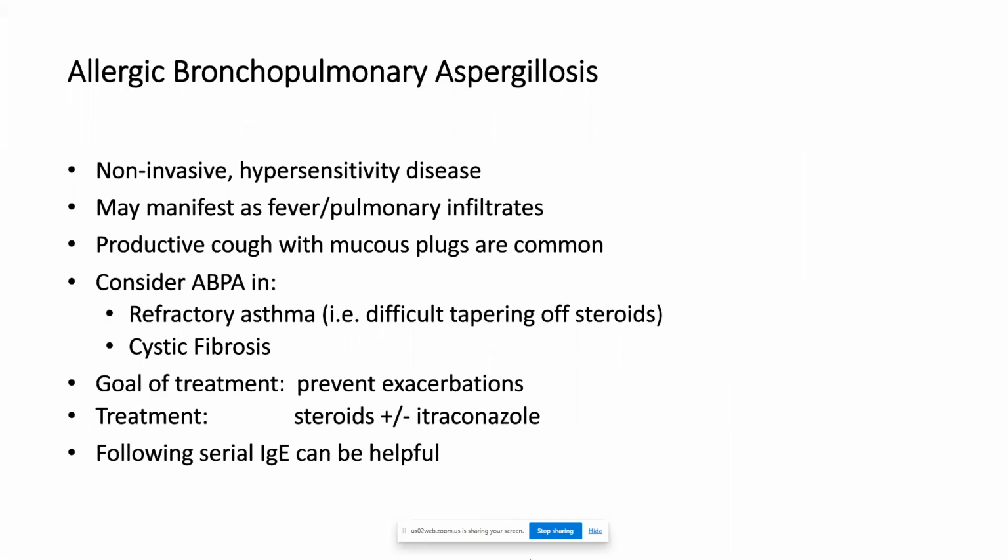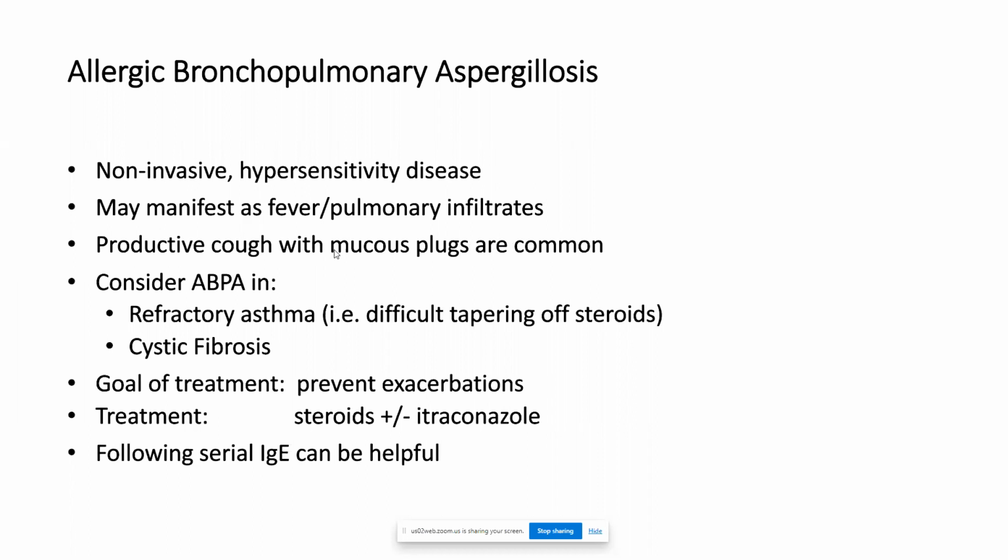And then there's ABPA. So these are the highly revved up immune system patients. This is a non-invasive, more of a hypersensitivity disease. It can manifest as fever and pulmonary infiltrates, but it's not necessarily infectious. Mucus plugs are common. And the 2 patient populations where you really need to think about ABPA are those with refractory asthma. You've been on steroids, they just don't get better with steroids. There's something wrong, I don't know what it is. Do we use a biologic? In the back of my mind, those are the patients you need to worry about ABPA. And then CF patients. Those are the 2 big populations that get ABPA.